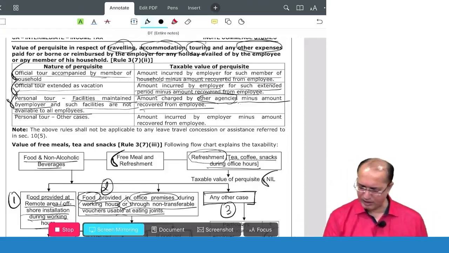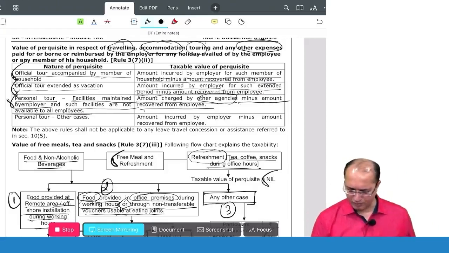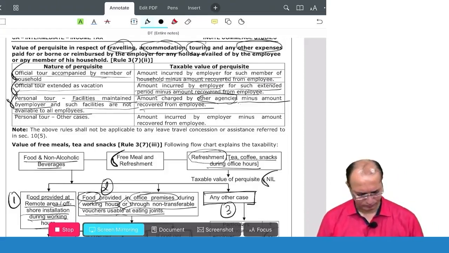Yes, is that very, very clear? Third point is clear? Yes or no?